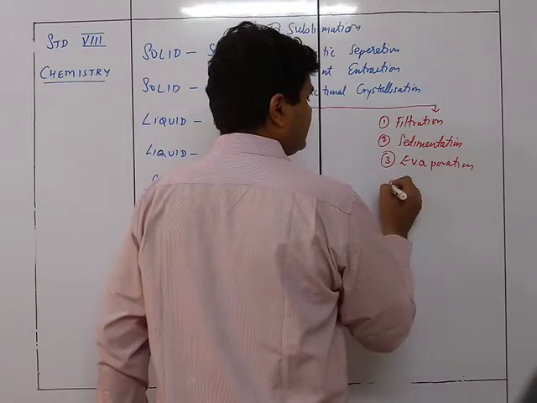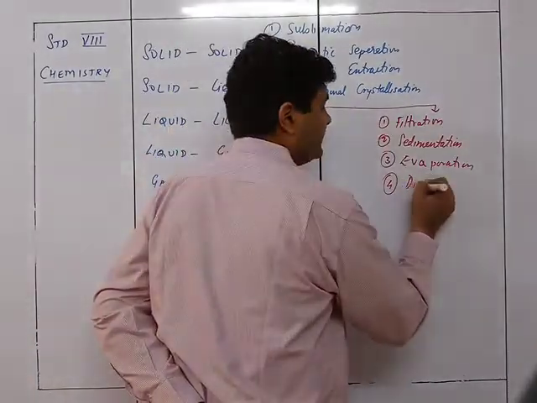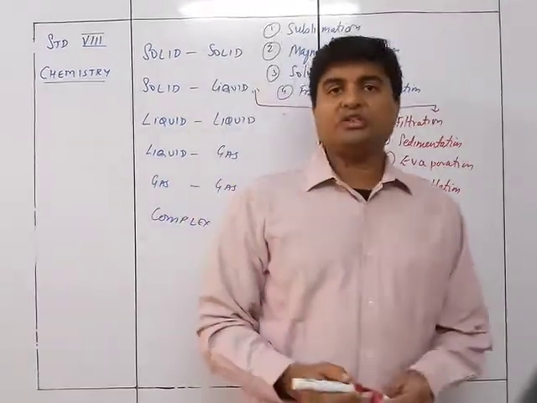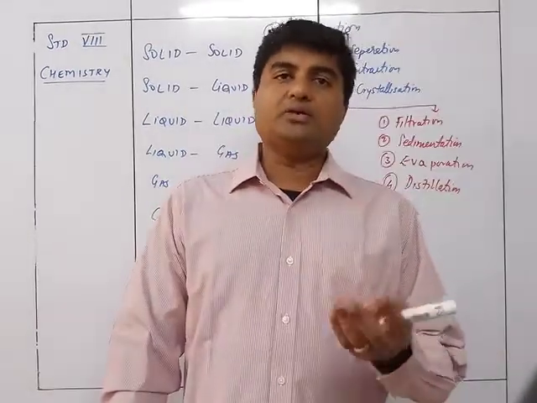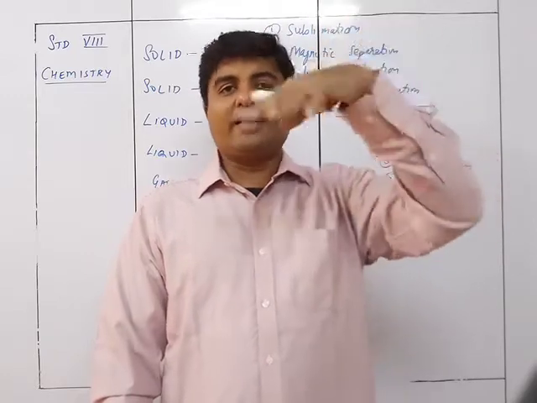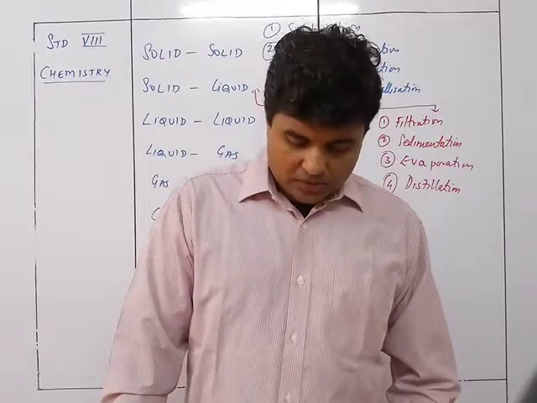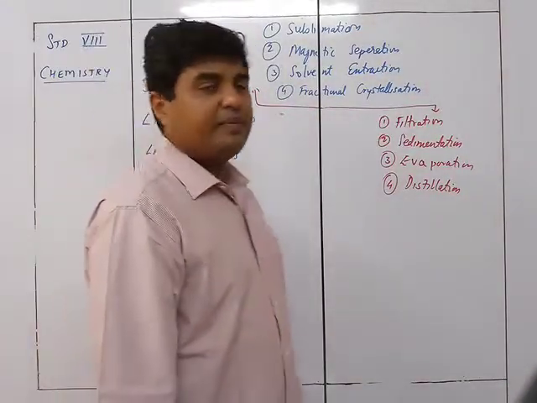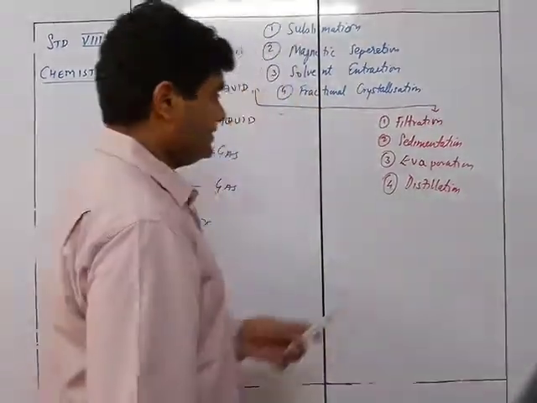And the last one is distillation. In distillation, you are going to get the water from the salt water. You heat the water, it forms into water vapor, which is going to condense, and the condensed water vapor is collected in the form of water. So these are the solid liquid mixtures which can be separated by filtration, sedimentation, evaporation and distillation.